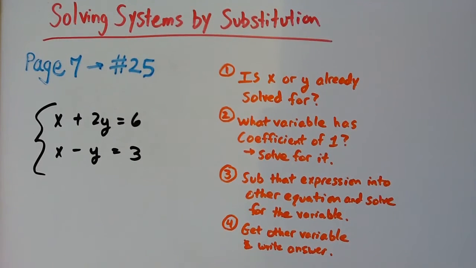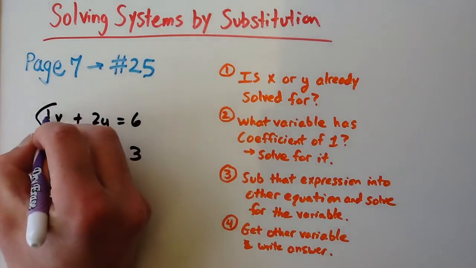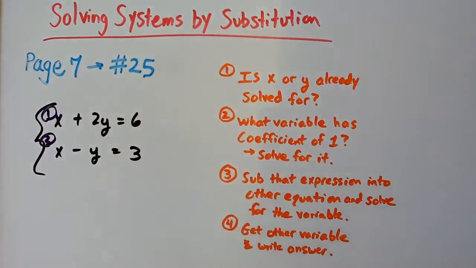Solving systems by substitution. This is page 7, number 25. Do I have x or y already solved for? Do I have x equals something or y equals something? In the first equation, no. Second equation, no. All right, so let's call this equation 1, call this equation 2.